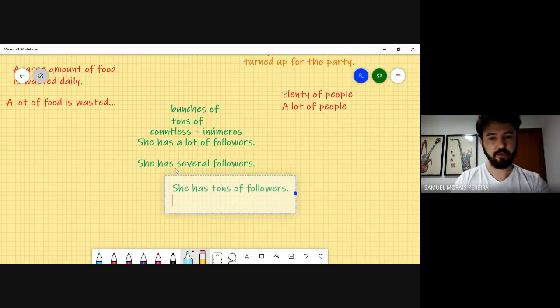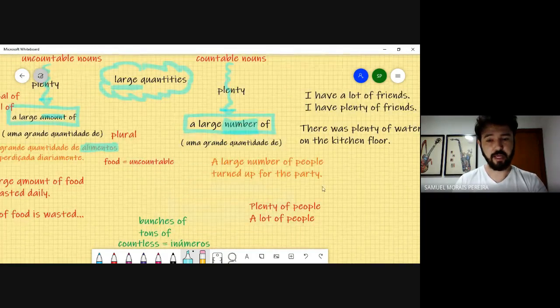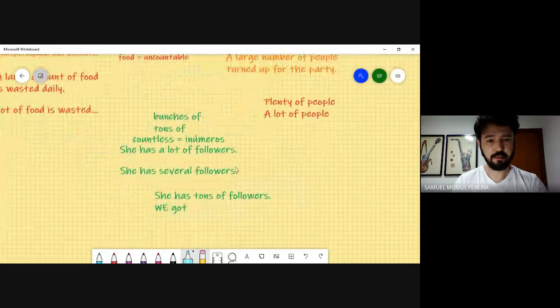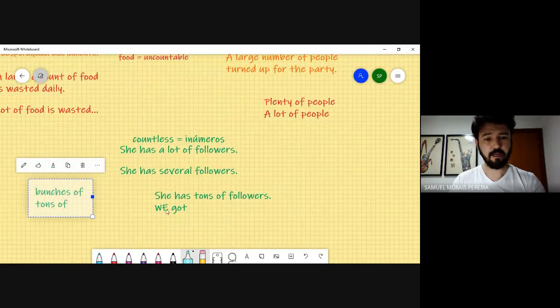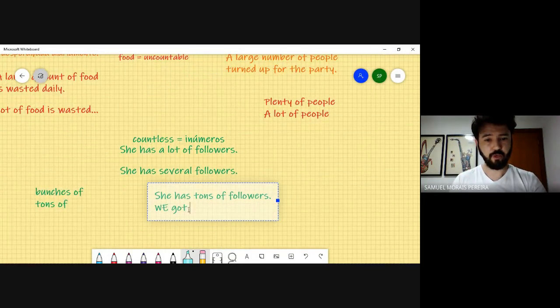Outro exemplo, ó, nós recebemos muitas reclamações, ó. We got. Aí você vai usando o que você quiser, ó. A large number of complaints, a lot of complaints, several complaints, bunch of complaints, tons of complaints. We got, ó, a deluge of complaints.